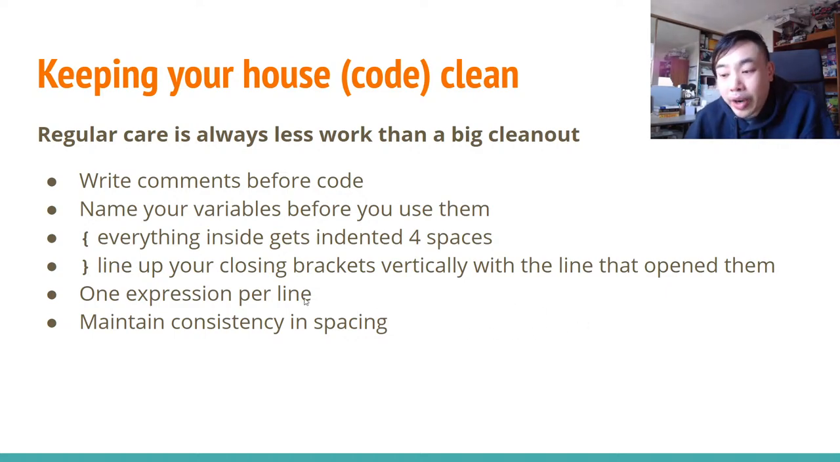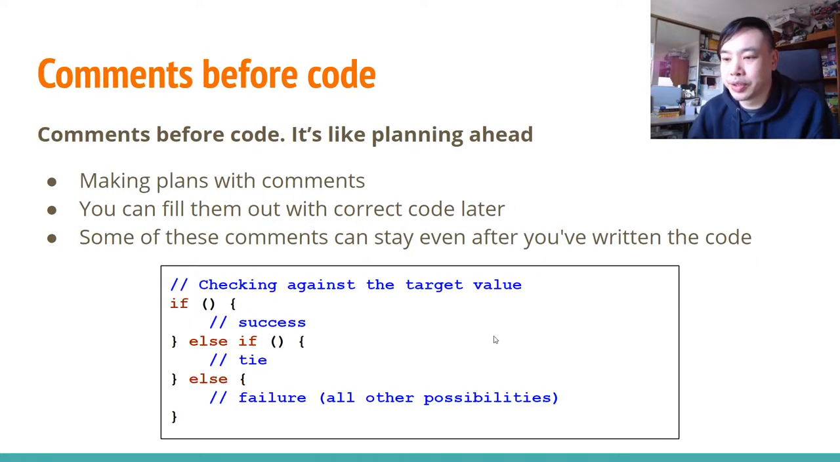Okay, one expression per line is something that we saw. Like every time you put a semicolon, you can press enter. That's probably going to be fine. And consistency in spacing between things, so we don't have operators looking like they're attached to variables. Some examples of this in the next few slides.